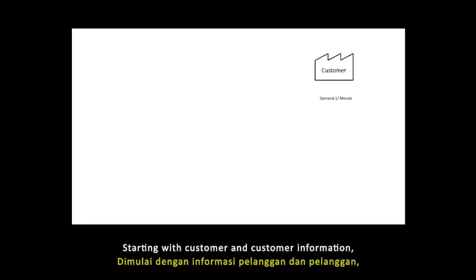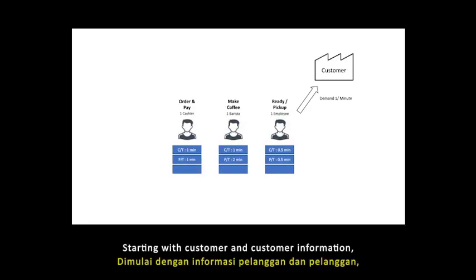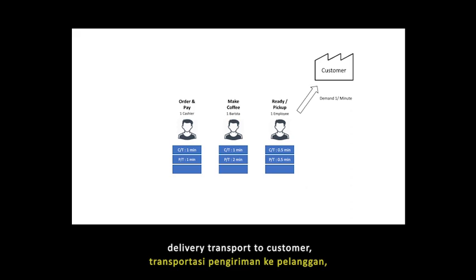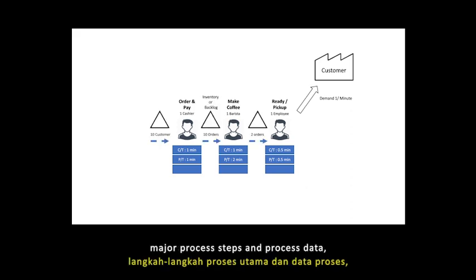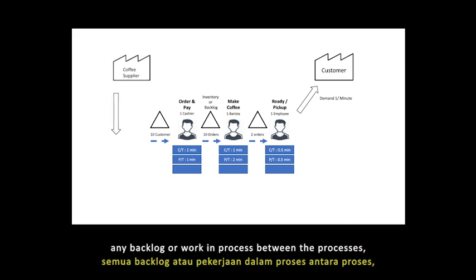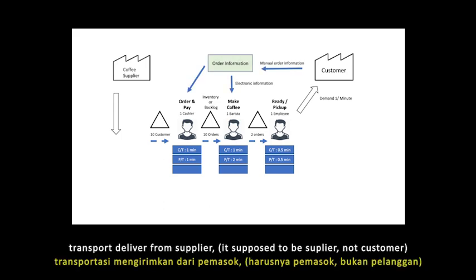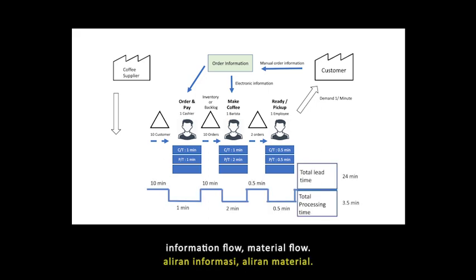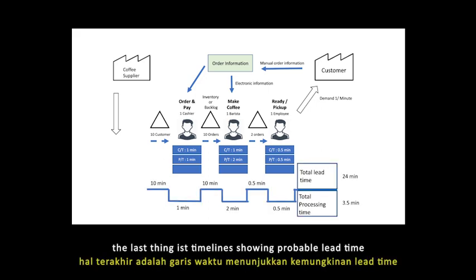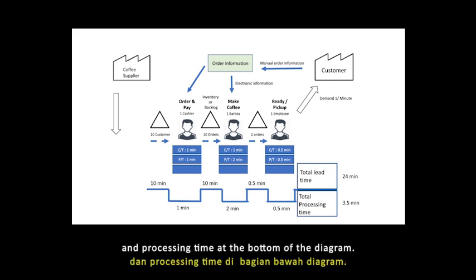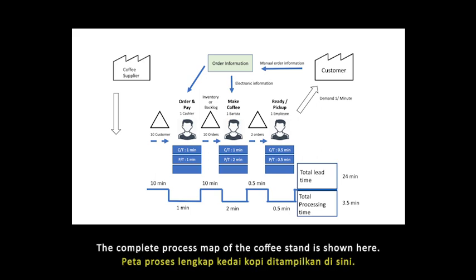Let's go. Starting with customer and customer information, and then delivery to customer, major process steps and process data, any backlog or work in process between the processes, supplier and supplier information, transport, delivery from supplier, information flow, material flow, and the last thing is timelines showing the probable lead time and processing time at the bottom of the diagram. The complete process map of the coffee stand is shown here.